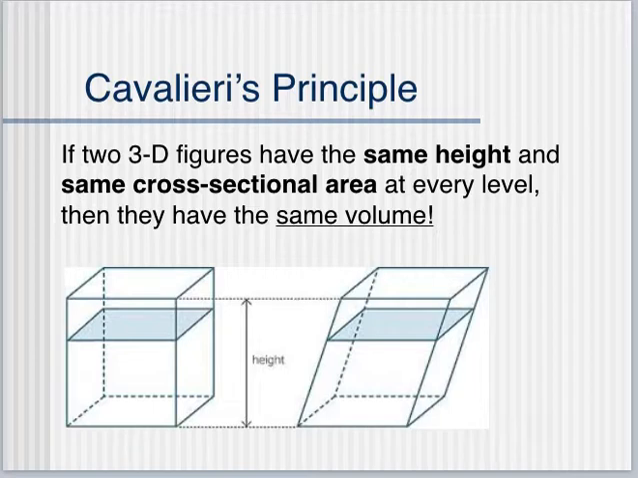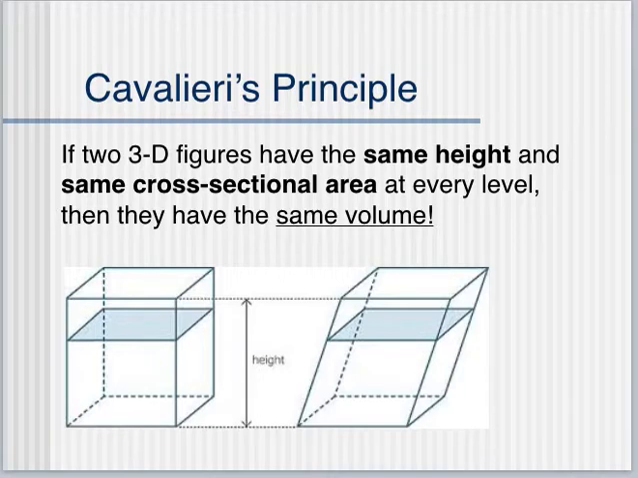Sometimes you'll be asked to find the volume of an oblique cylinder or oblique prism. Remember, oblique just means something that's leaning. It doesn't make right angles with the ground. To do that, you're going to use something called Cavalieri's principle. Cavalieri's principle is really pretty cool. It says that if two three-dimensional figures have the same height and the same cross-sectional area at every level, then they have the same volume.